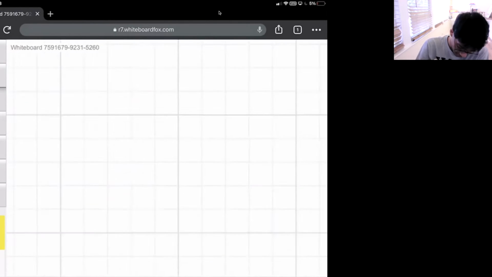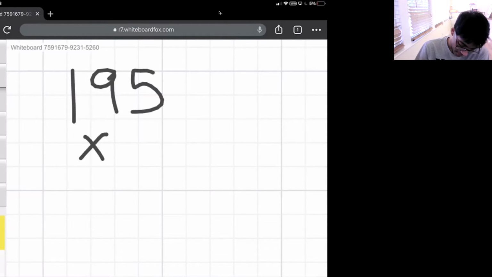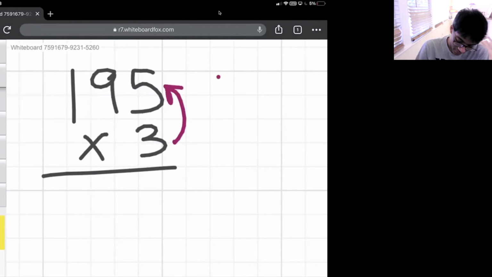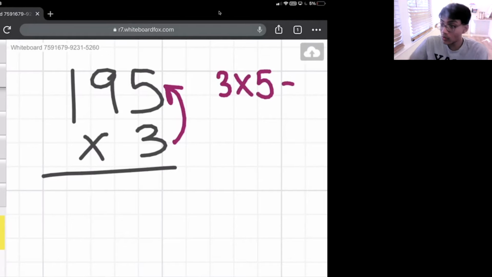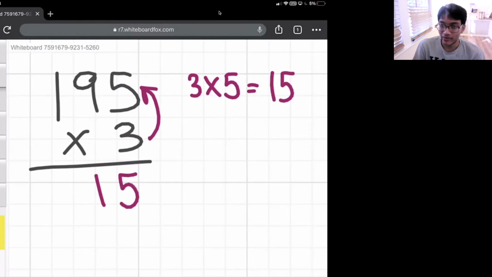Let's do some more. So let's say I have 195 times 3. So first things first, let's use a different color this time. 3 times 5. Well, what's 3 times 5? If you don't remember, watch the 3 times table video. But if you do remember, 3 times 5 is 15. So I can do this, 15.